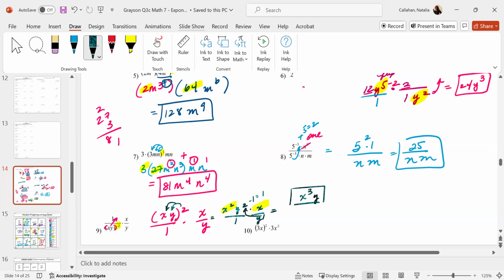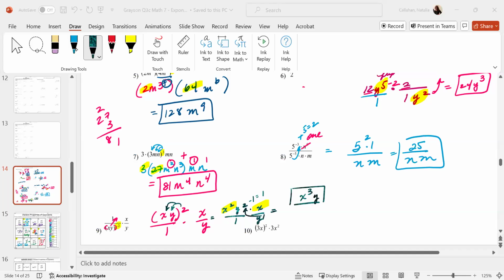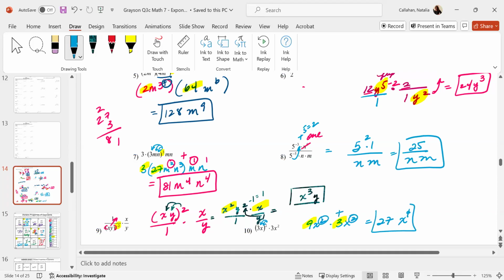Okay. I'm going to give you 1 more minute to go over that. Okay, so for number 10, you distribute that square, so it's 9x squared, right? Times 3x squared, right? Multiply that out, you get 27. How many x's do we have here? 4. That's it. And then you're done.